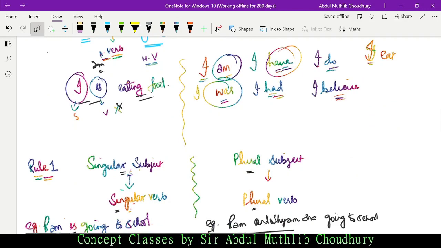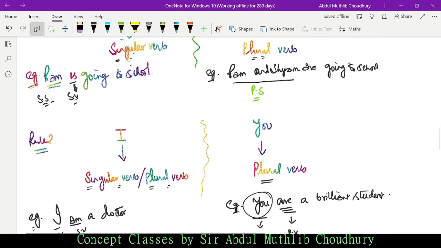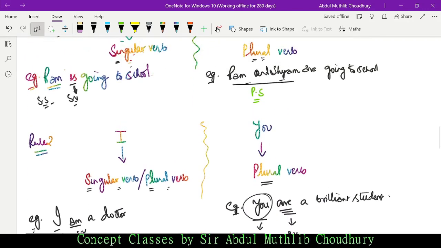And I have told you that I is followed by two singular verbs only, which are am and was. Rest all the verbs are plural. Then I had spoken about 5 rules. The first rule talks about singular subject which is followed by singular verb and plural subject which is followed by plural verb. Ram is going to school. Now when I say subject Ram, it is singular. Ram and Sham, these are two different subjects, therefore it is followed by a plural verb.